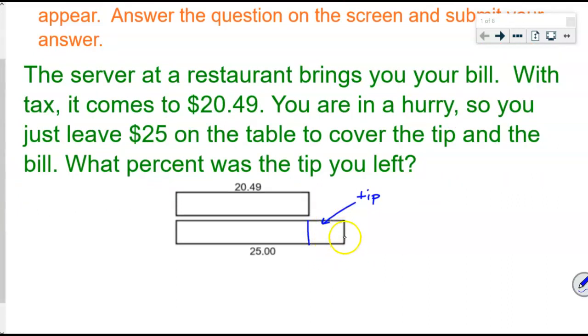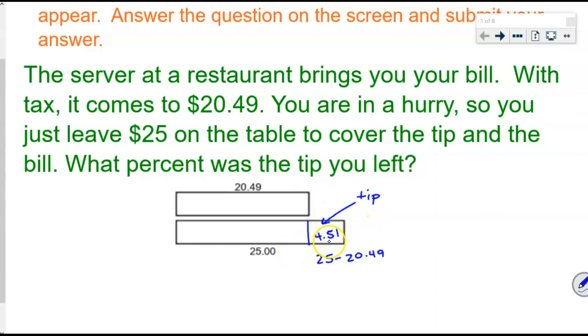Exactly. This is 25. This is 20.49. So we need to figure out how much longer it is. It's longer by doing 25 minus 20.49. And when I do that, what is the amount that I get? What is this tip? Dylan? 4.51? Great. So the tip is 4.51, right?